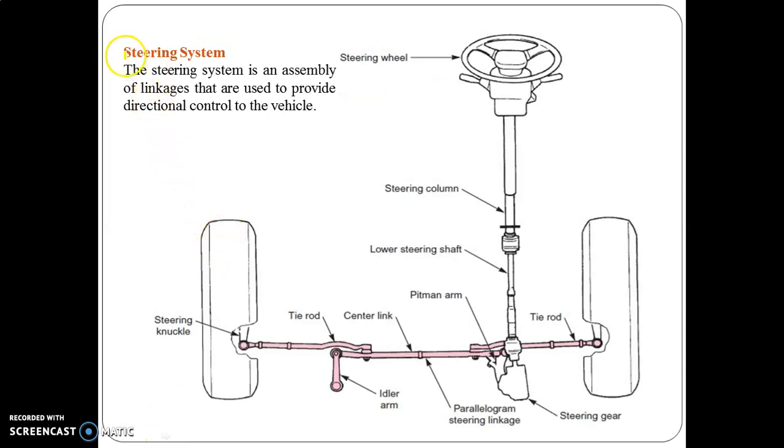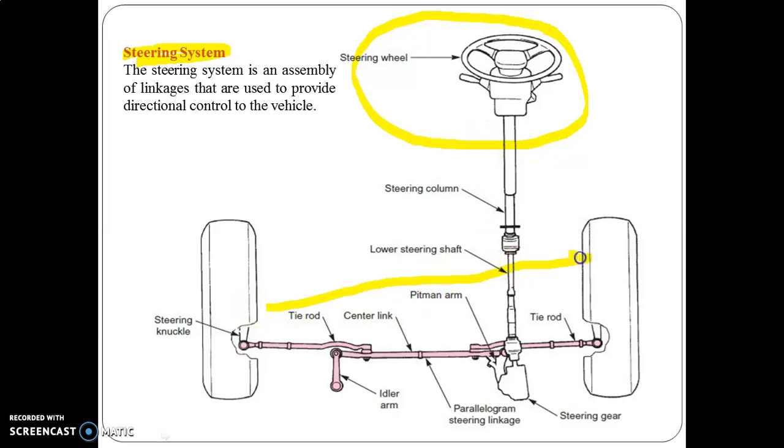So here this slide represents the steering system. Generally, this picture represents how steering wheel is used to provide the angular motion which is obtained from the rotary motion of the steering wheel. As it is mentioned, the steering system is an assembly of linkages that are used to provide directional control to the vehicle.